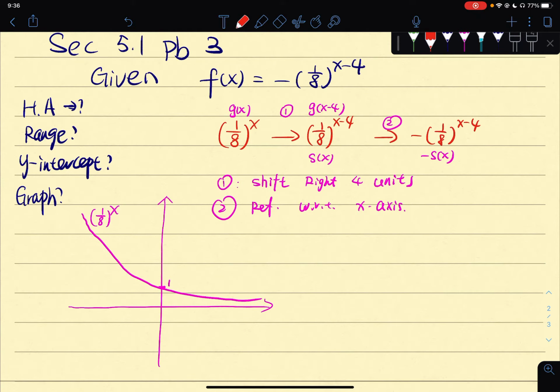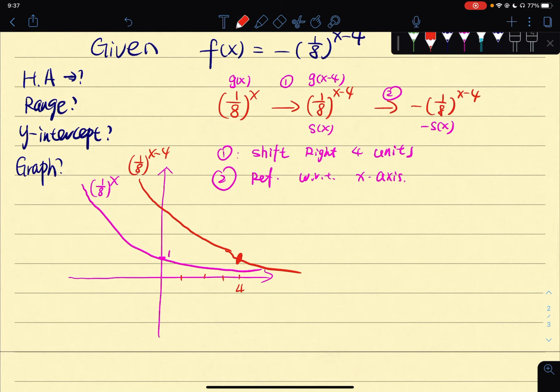After the first step of manipulation, I'm going to shift towards the right. So it's 1, 2, 3, 4. It's (4, 1). So this is my graph for my function, which is 1 over 8 to the power of x minus 4. And then the last step is to flip it with respect to the x-axis, so you end up with something which looks like that. And my bad. Because clearly I'm approaching the x-axis, then shifting towards the right, I'm still approaching the x-axis. Then flipping it, I'm still approaching the x-axis. So that's how the graph is going to look.